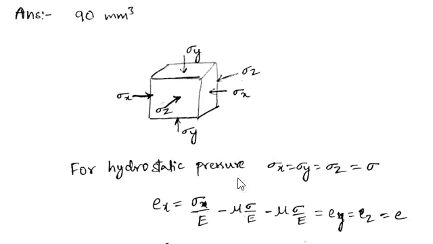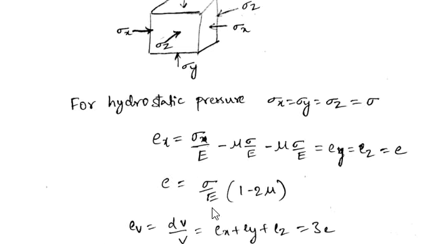But if you write the volumetric strain for this 3-dimensional body, a cube, it is change in volume by original volume, as we know, and it is strain in x direction plus strain in y direction plus strain in z direction, Ex plus Ey plus Ez.